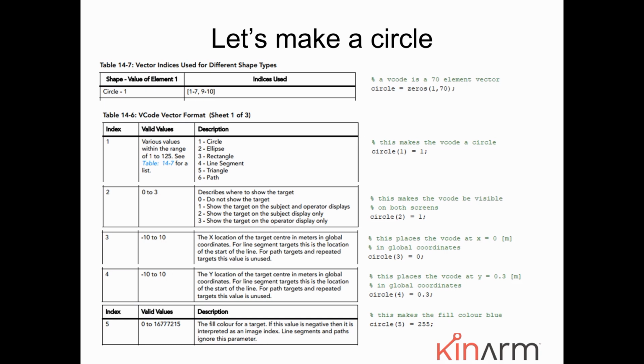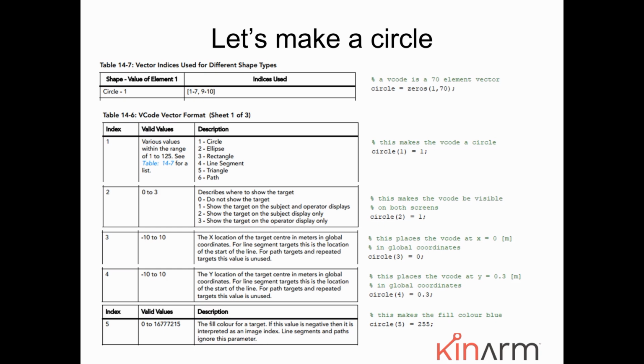Let's make a circle. Here is a list of indices we need to set values for. We'll start by making a 70-element vector of zeros, and we'll set the indices we care about. We'll call the vector circle. Circle 1. We want to have a circle, so we write a 1 here. Circle 2. We want this to be visible to everyone, so we write a 1 here. Circle 3 and 4 are the x and y positions. This is in global coordinates. For x, I'll put it in the middle of the screen, which is x equals 0. For y, 30 centimeters away from the subject is close to middle, and that's good enough for me.